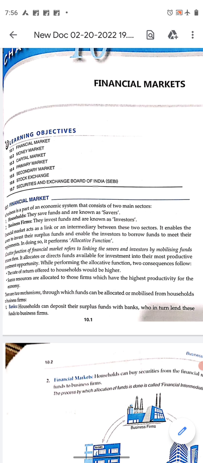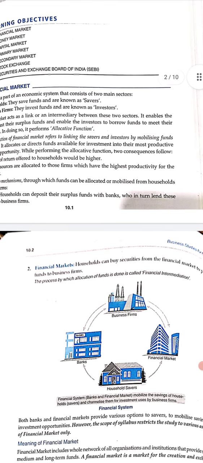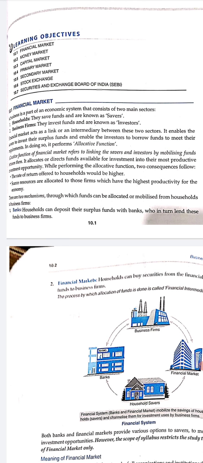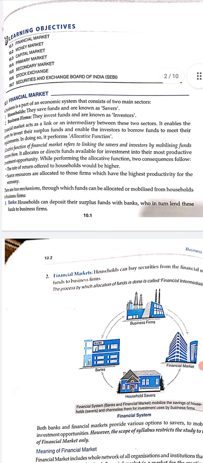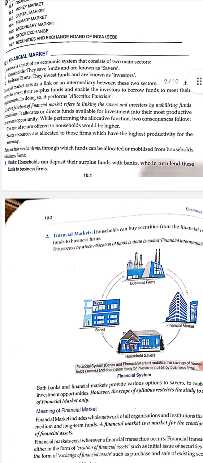There are two mechanisms through which funds can be allocated or mobilized from households to business firms. First one is banks. Households can deposit their surplus funds with banks, who in turn lend these funds to the business firms. Savings go to the bank and the bank lends these savings further to investors in the form of loans. And the second is the financial market. Households can buy securities, shares, long term as well as short term securities from the financial market to provide funds to business firms. The process by which allocation of funds is done is called financial intermediation.